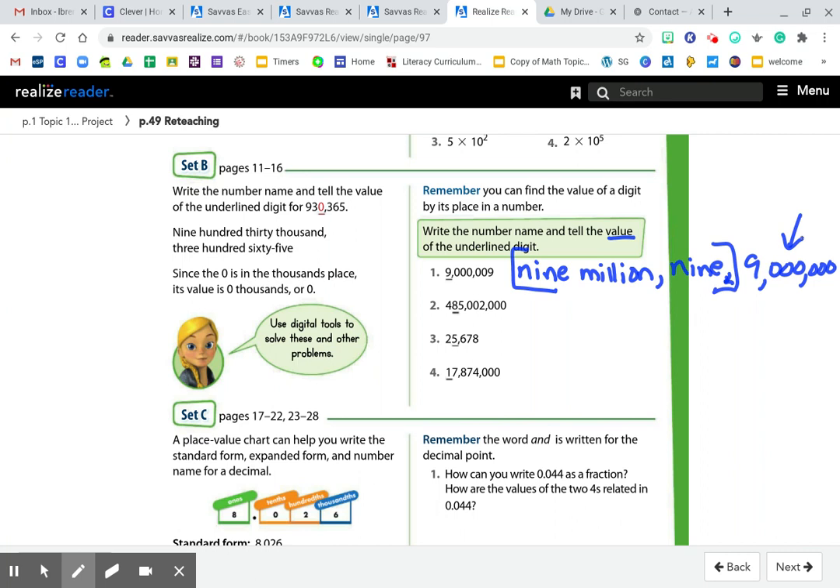So I'm writing out the number name here. We're going to put 485.